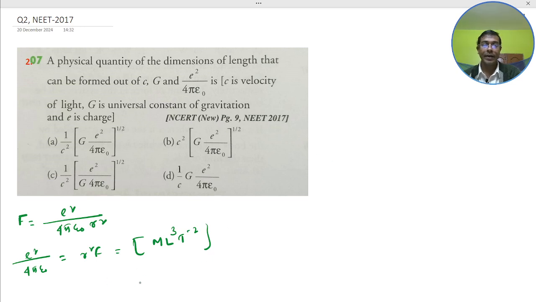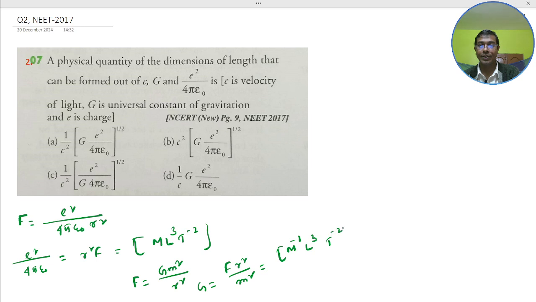And another, we know that F equals G m m by r square. So from here we get G equals F r square by m square. After putting all, you get M inverse L cube T to the power minus 2. And another one, 1 by c square, basically L to the power minus 2 and T square. So checking these options, which is correct for the dimension of length, basically L.